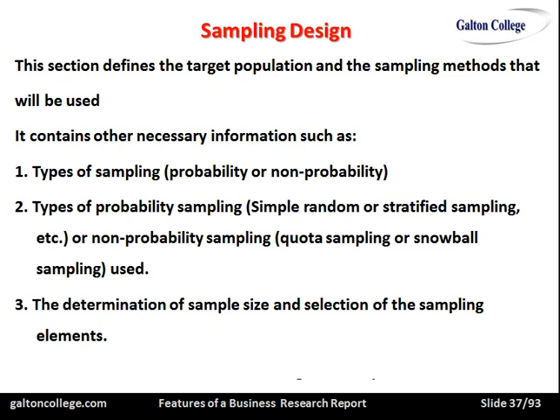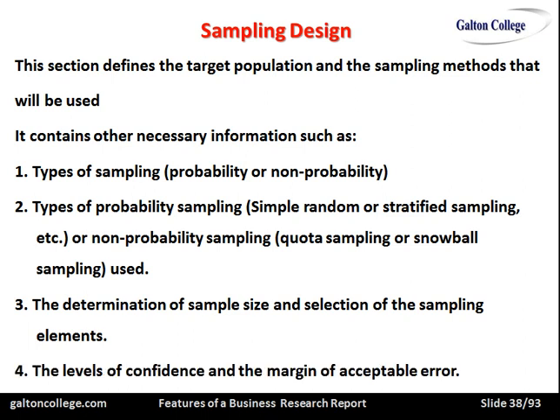It's important to work out what size of sample is required and how the sample elements are selected. Random, non-random, probability or non-probability sampling. In other words, if it is probability, then what's the margin of acceptable error?